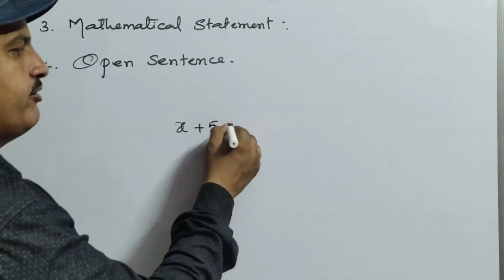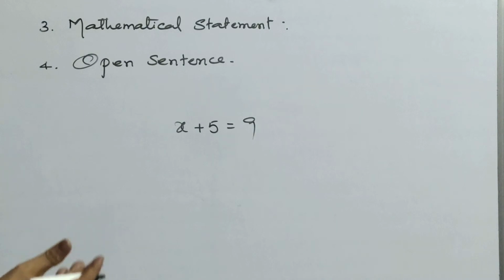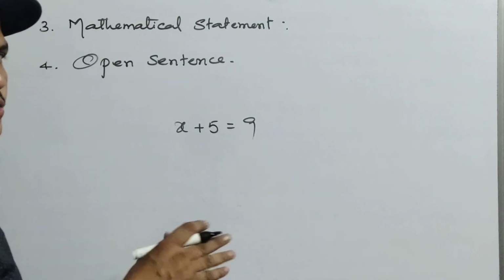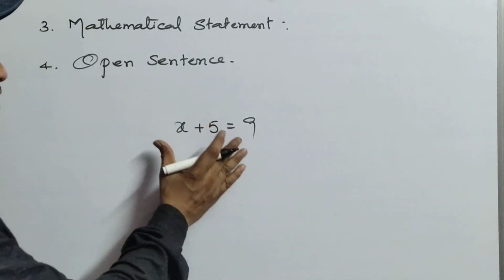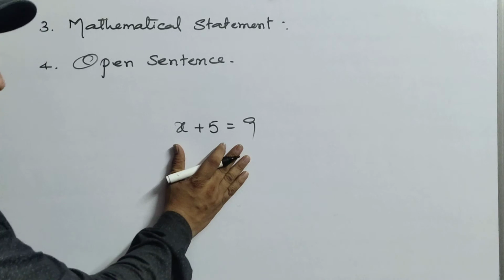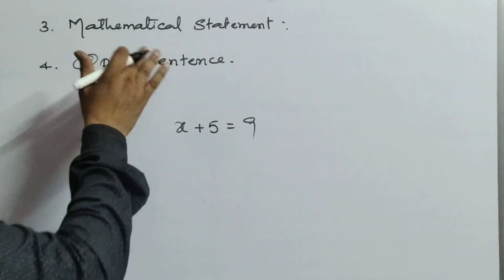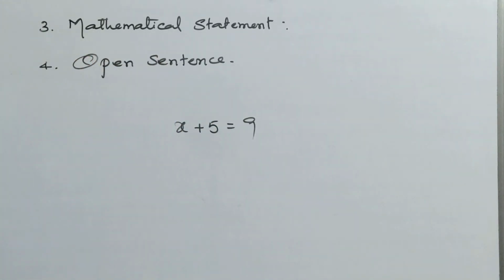Suppose x plus 5 is equal to 9. Is it true or false? We don't know at all. We don't know whether it is true or false. We cannot say true, we cannot say false. So such types of equations are called open sentences.